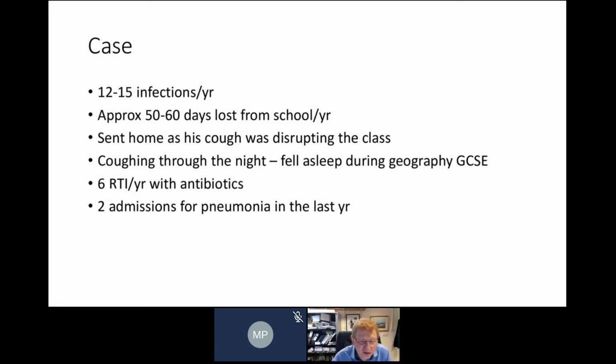He tended to cough through the night, didn't sleep, and then fell asleep during his important GCSE exams. These are exams you take when you're about 16 in the UK. He had about 6 chest infections needing antibiotics in the year before we saw him, and 2 admissions with pneumonia.